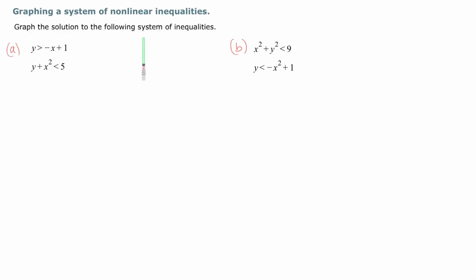Graph the solution to the following system of inequalities. y is greater than negative x plus 1, and y plus x squared is less than 5. Let's do part A. We're going to try to satisfy this system of inequalities with shading, right? Inequalities is about shading the true region. We do have two of these.